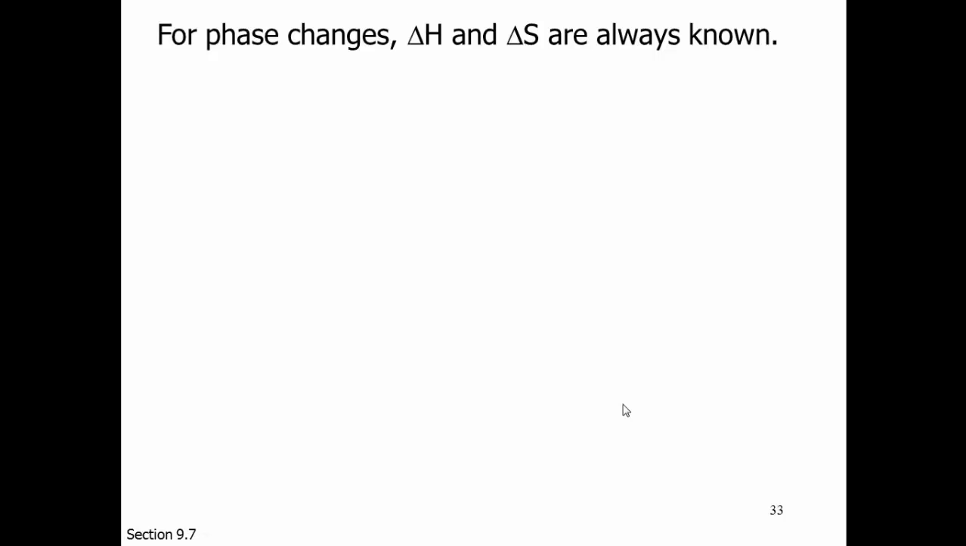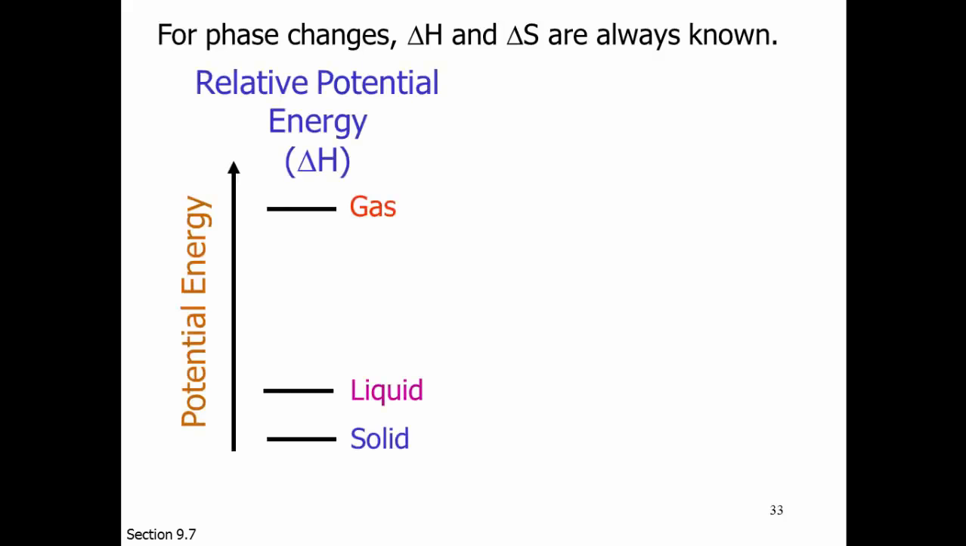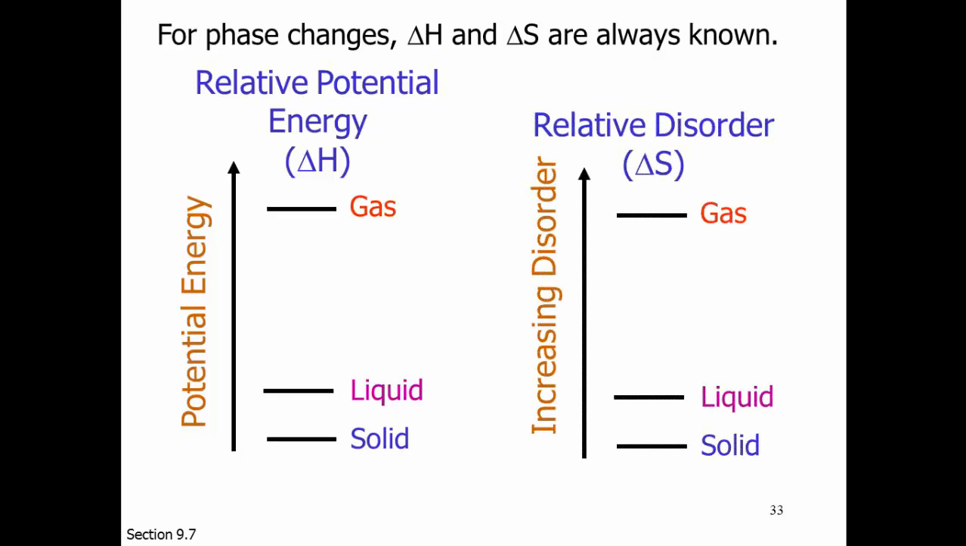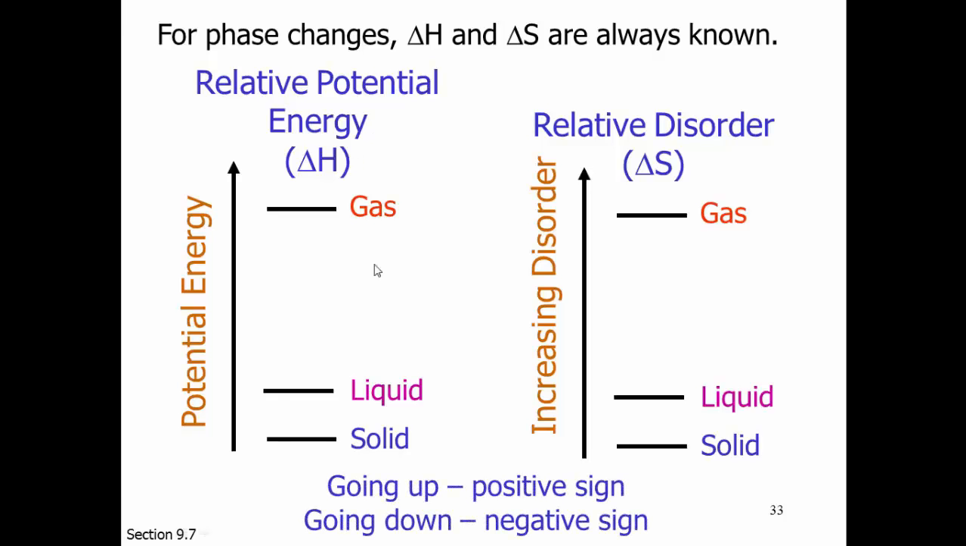It's lucky for us that for phase changes, delta H and delta S are always known. We can use this diagram where solid is at the bottom, liquid a little higher, and gas the highest for both enthalpy and entropy changes. Any change in which we're going up, say from liquid to gas, means that delta H is positive and delta S is positive. A change where we are going down, from say gas to solid, both delta H and delta S are negative. So phase changes are always positive, positive, or negative, negative for most materials.